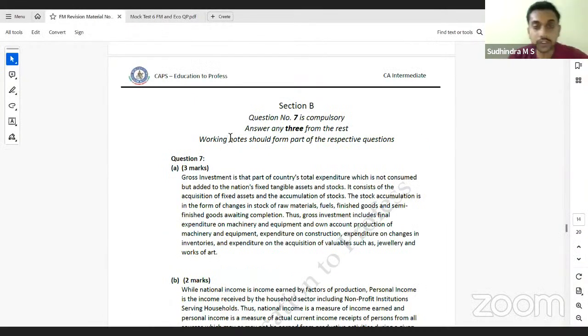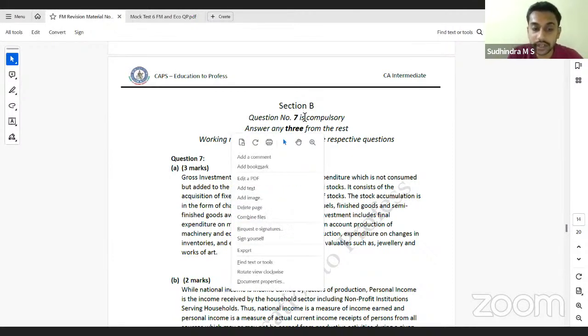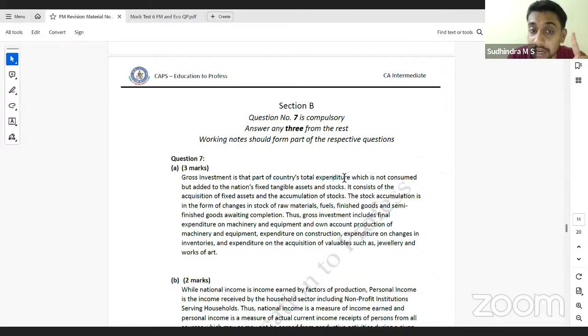we have the first question about the significance of gross investment. It carries 3 marks. Here there are some important points. Gross investment is part of the country's total expenditure, but not consumed. It is added to the nation's fixed tangible assets and stock. This carries 1 mark.